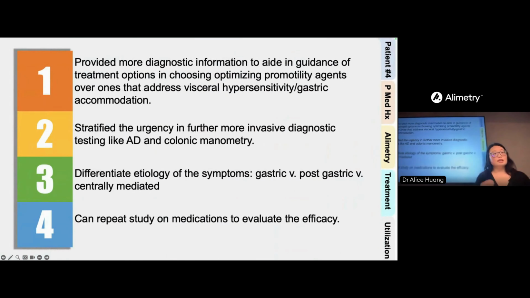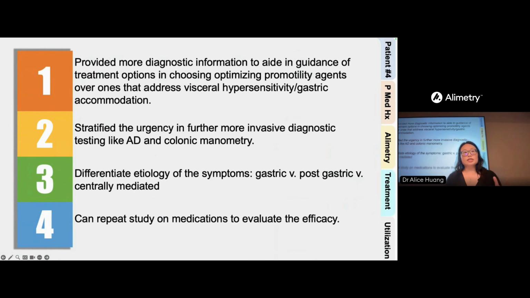So 4 ways that the Alimetry helped me in this case. So 1, it provided me with more diagnostic information to try to delineate which medications will help her best in the next steps. Because for her, her gastric emptying scan normalized on pro-motility agents. So if I didn't have the Alimetry, I wouldn't have gone after the pro-motility agents. I would have gone more for the gastric accommodation. But the thing is, the pro-motility agents is what helped her most.